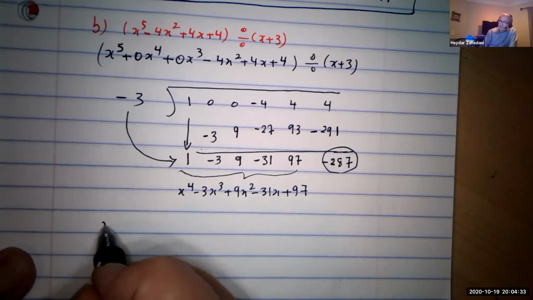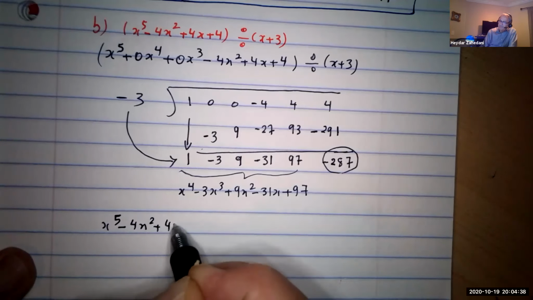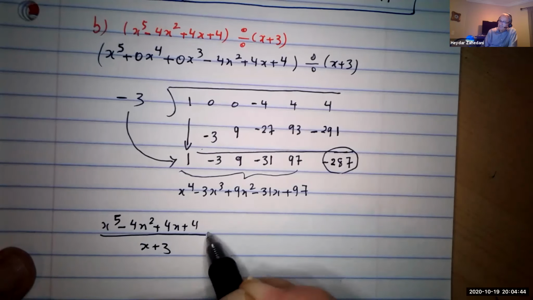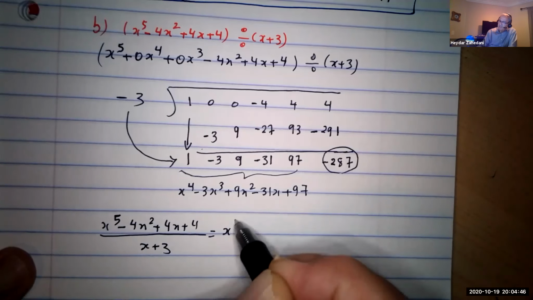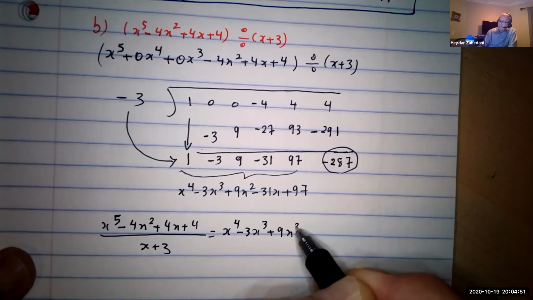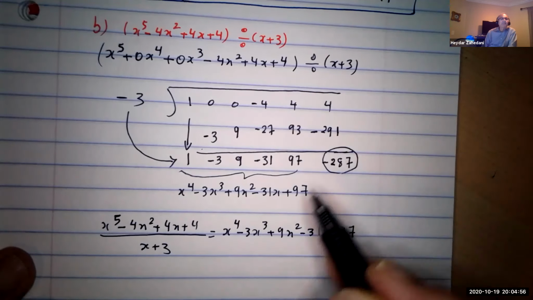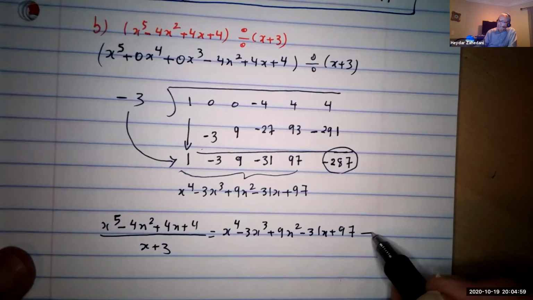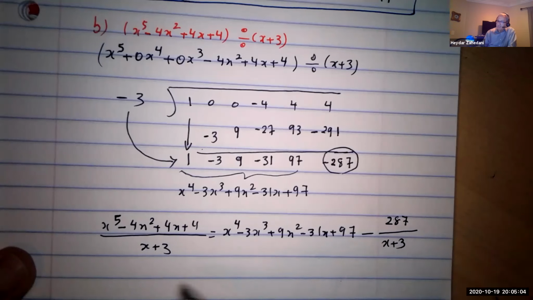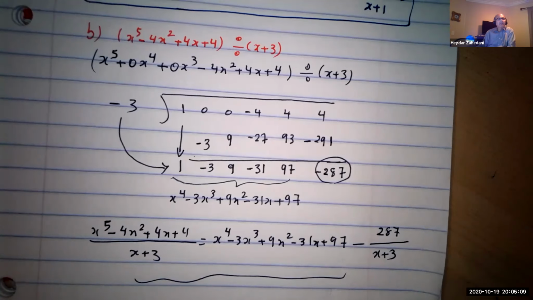But if you like, you can rewrite it as the polynomial divided by x plus 3 equals the quotient. You repeat this one, x to the fourth minus 3x to the third plus 9x squared minus 31x plus 97, and the leftover. The leftover is negative, so it's going to be minus 287 over x plus 3. You know that if the remainder is 0, it's just divisible.